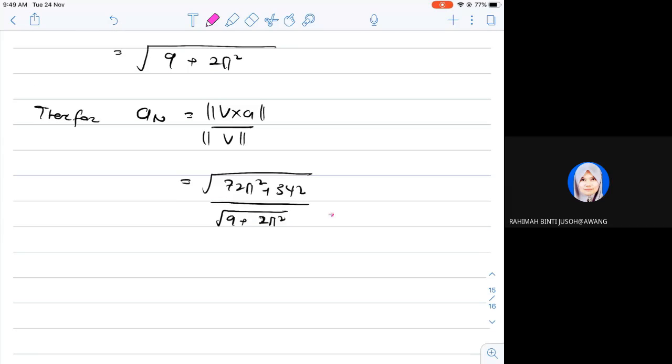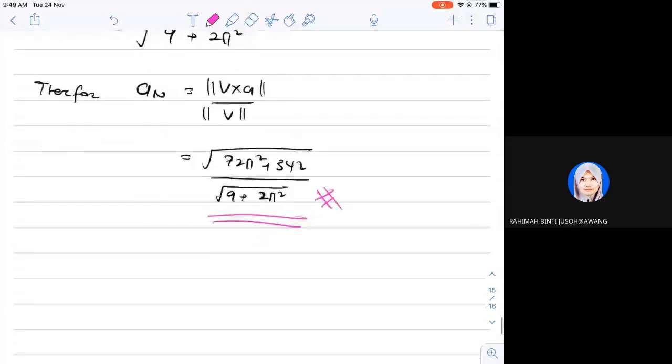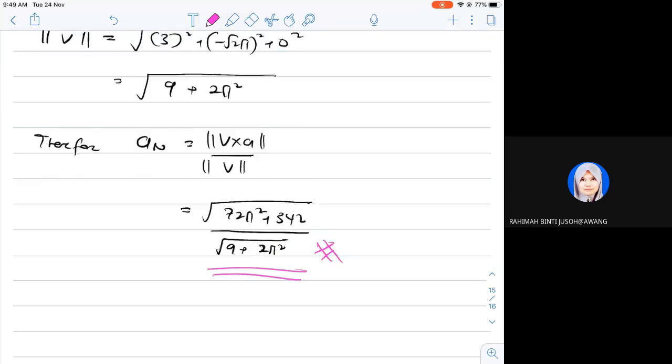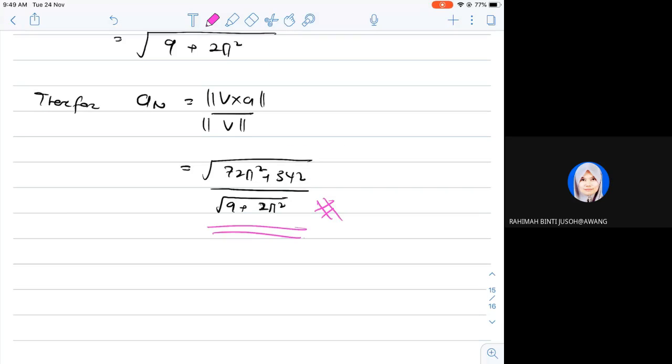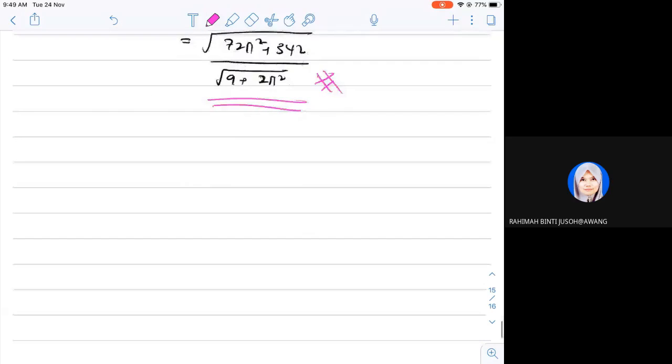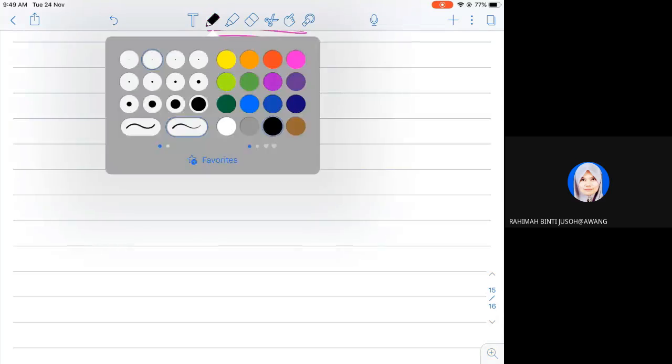Okay, so this is the answer. So understand the steps, guys, in order to calculate the normal component of acceleration. Do you understand?